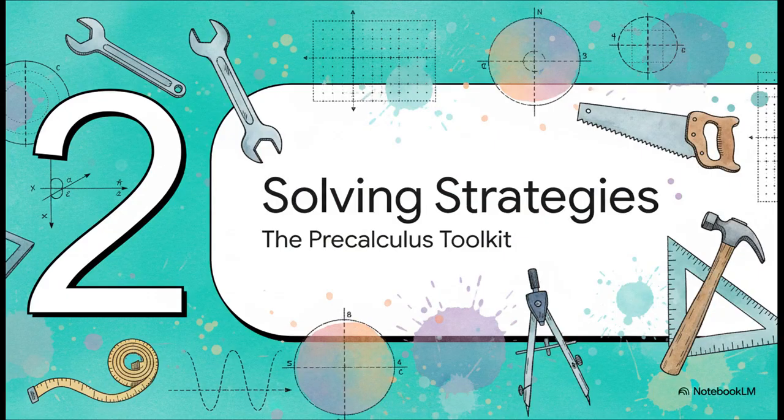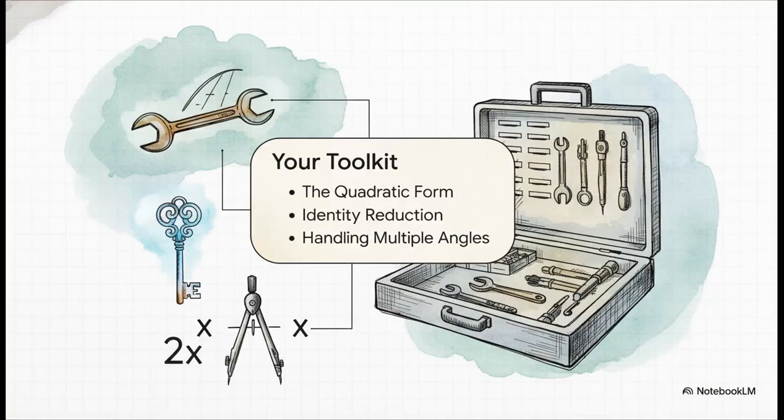To do that, we need the right tools for the job. I want you to think of these next three strategies as your personal toolkit for advanced trig equations. Once you get the hang of them, you'll be able to look at a problem and know exactly which tool to pull out. So, what's in this toolkit? First, we have recognizing and solving equations in quadratic form. Second, using identity reduction to simplify things. And third, a special strategy for handling multiple angles. You know, like that cosine of 2x we saw a minute ago. Let's break down each one.